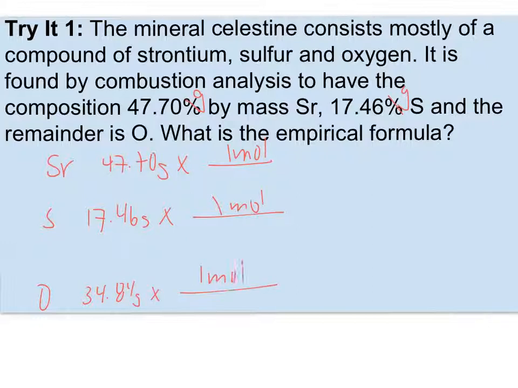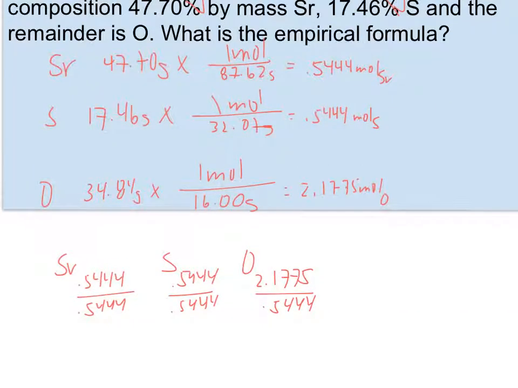So go ahead and see if you can come up with an empirical formula for this before you watch the rest of my solution. So if you follow my solution here, I found strontium has a molar mass of 87.62, so I have 0.5444 moles of strontium.